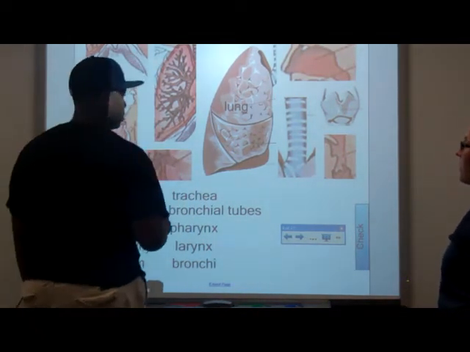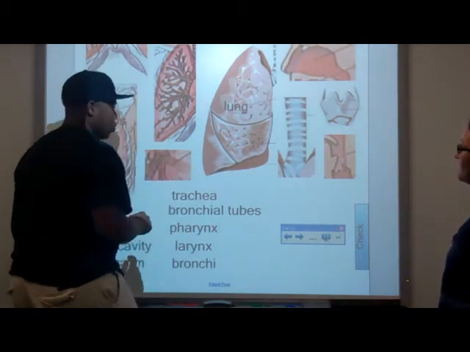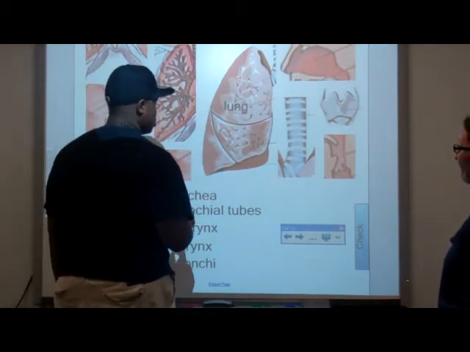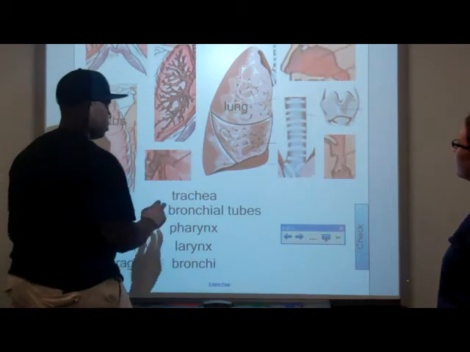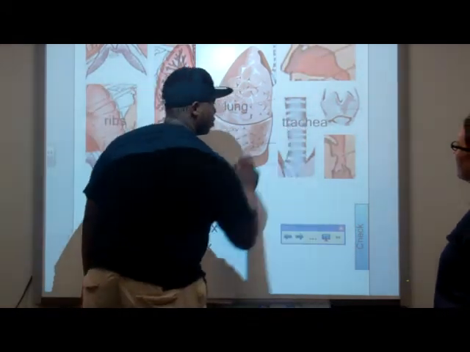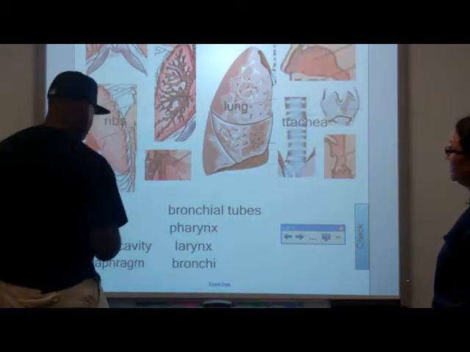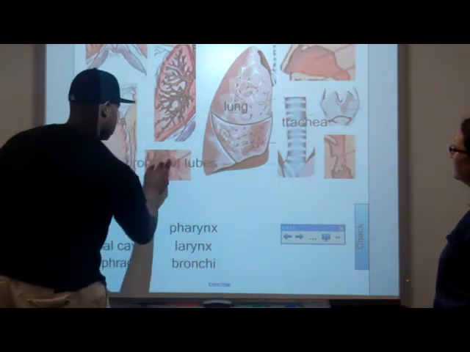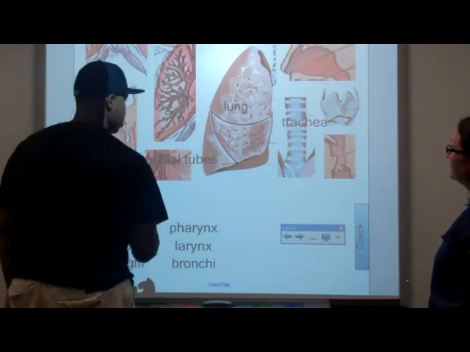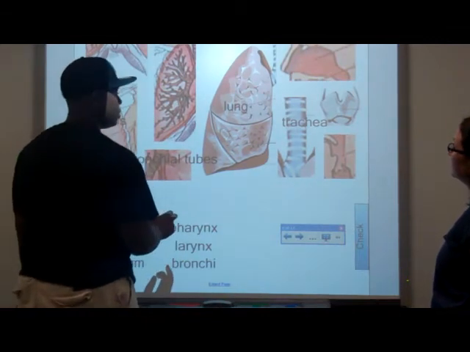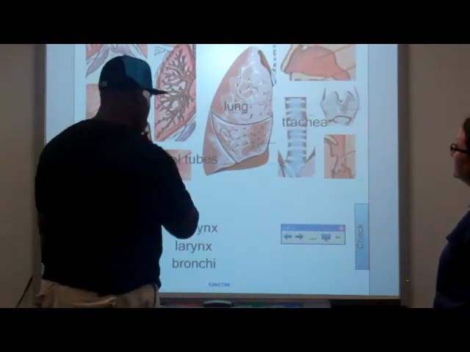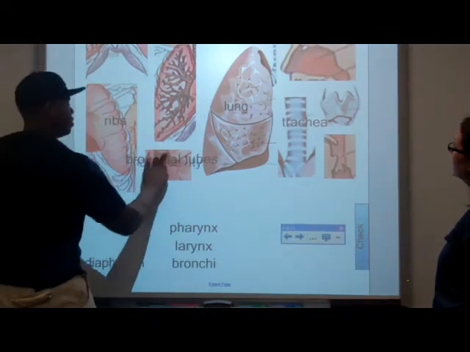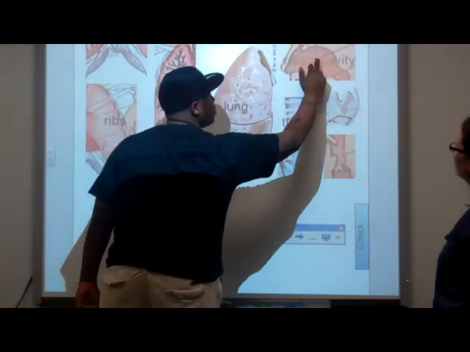Right, just like Robert was talking about earlier. And we have the trachea, which would be right here. And we have the tubes. Then we have the nasal cavity. We was talking to Keelan about that. Right.